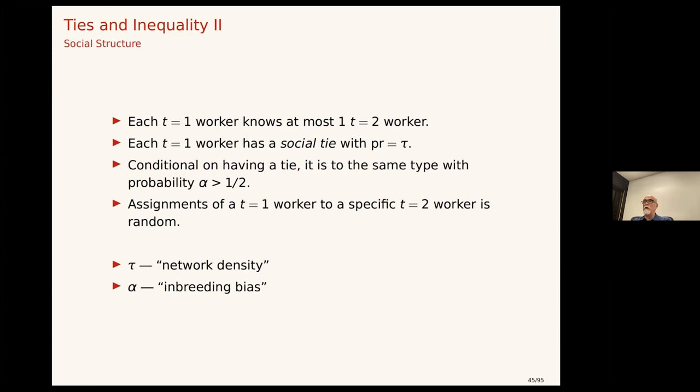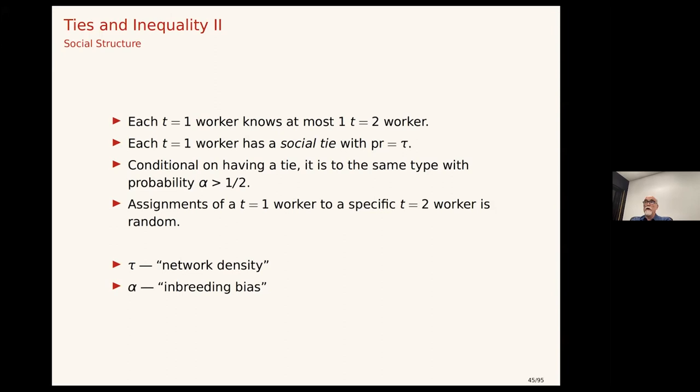Now, what is the probability that a time one worker knows a time two worker? That probability is tau, okay? Second bullet point, that probability, where are we? We are here. That probability is tau. So tau is the probability that a given time one worker knows a time two worker. And these assignments are all random, okay? We flip a coin to decide whether a time one worker is going to know a time two worker or not. If he does, we're going to choose a time two worker at random for time one worker to know, okay?